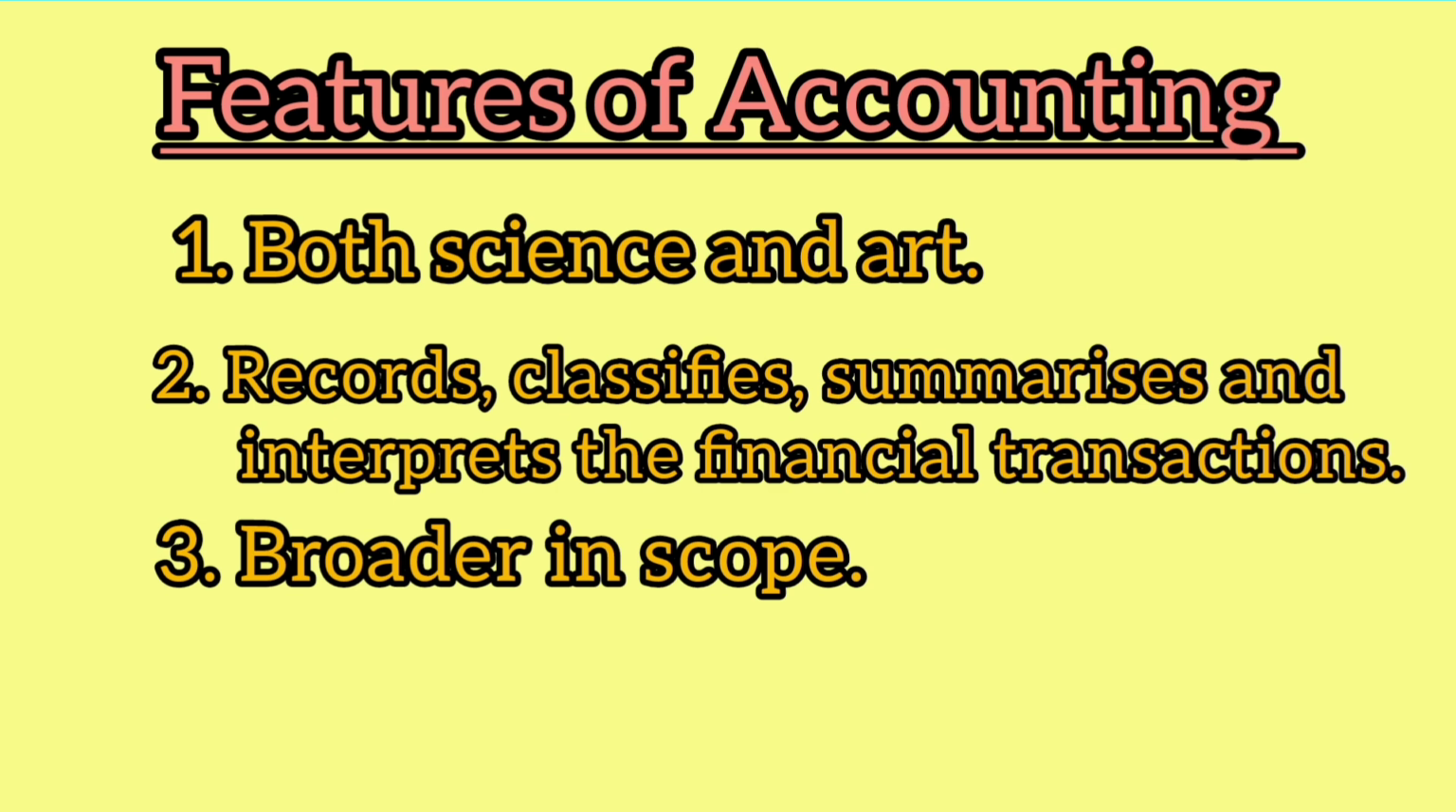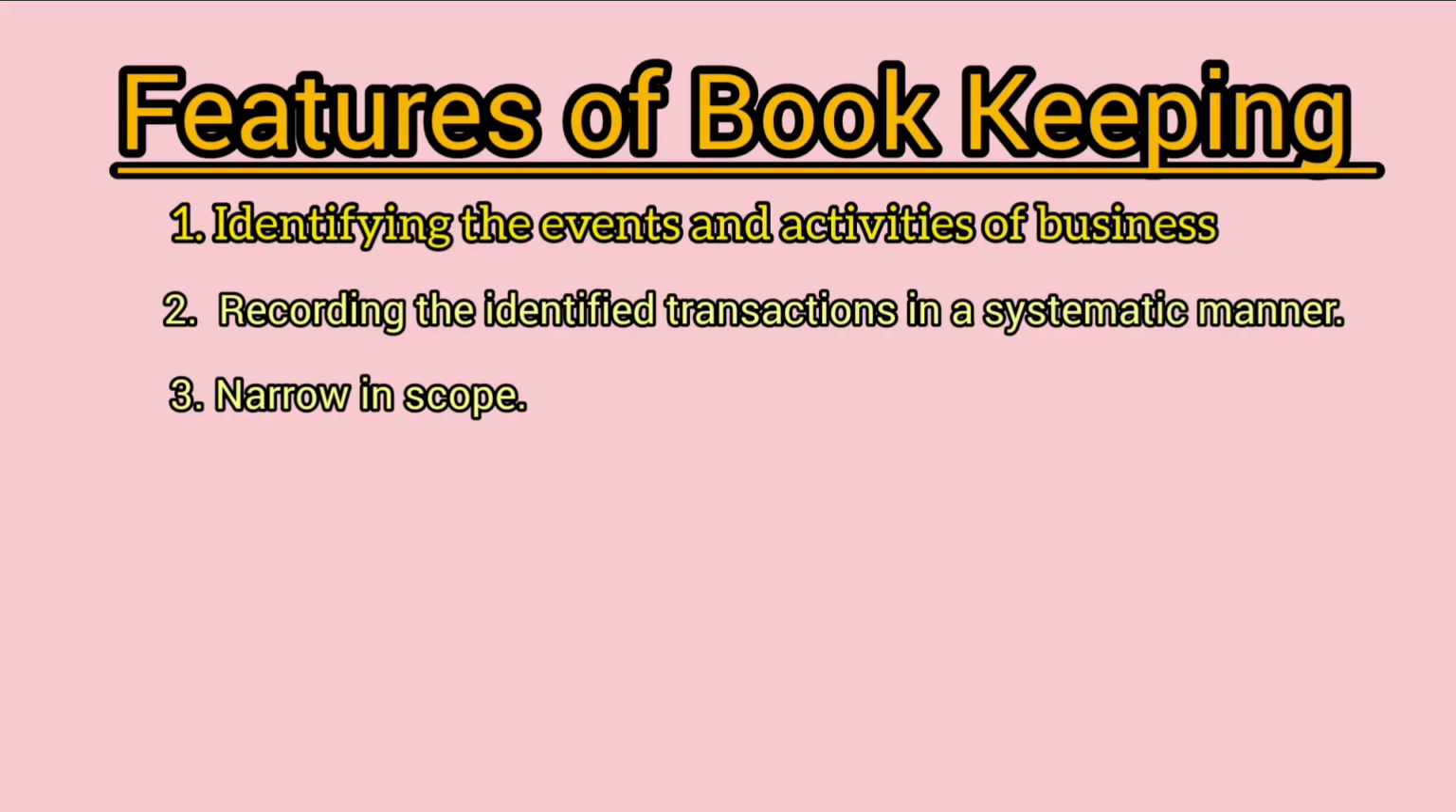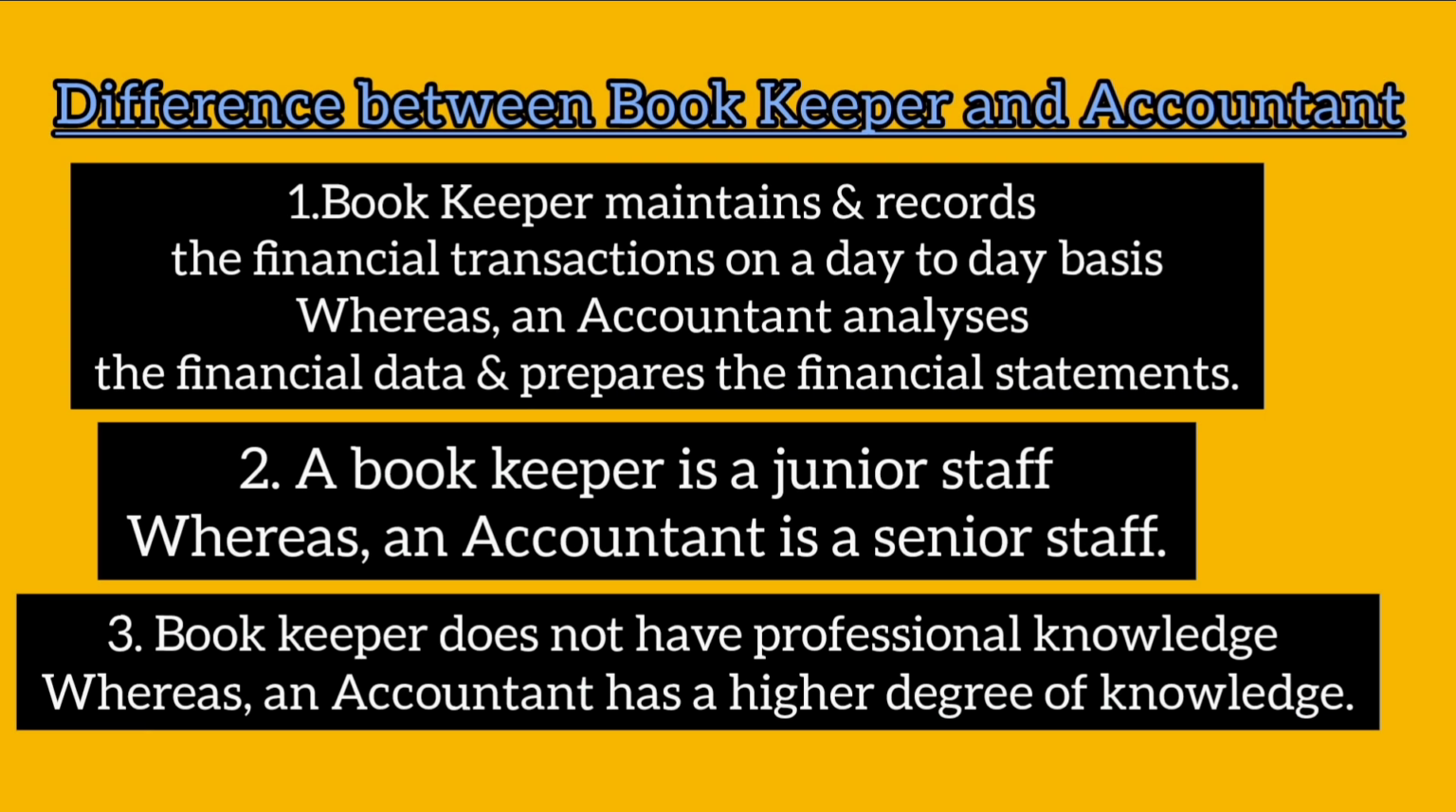The next topic which we have discussed was features of bookkeeping. Bookkeeping helps in identifying the business transactions. It also helps in recording the business transactions in a chronological order. The third topic which we have discussed was difference between a bookkeeper and an accountant. The basic difference between the two is that bookkeeping is performed by a junior staff, whereas accounting is performed by a senior staff. A bookkeeper does not require professional knowledge, whereas to be an accountant, it requires a higher degree of knowledge, and he should have expertise knowledge in the field of accounting and finance.